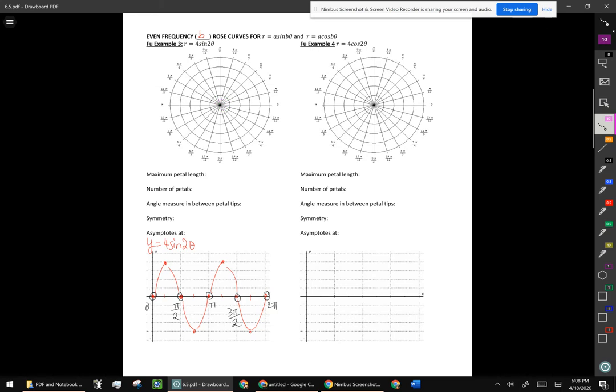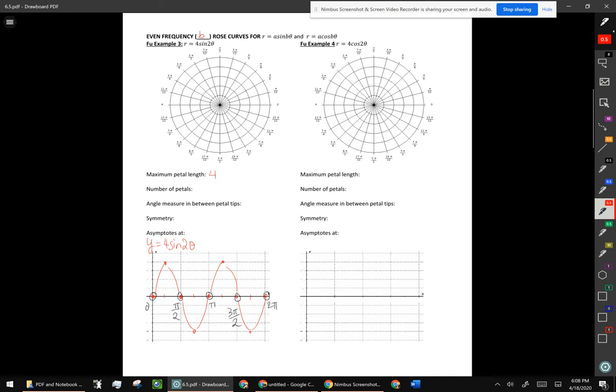So here we go. From 0 to 2 pi, I start at 0, I'm at the pole, and I go away from the pole to 4 units away and back to the pole. So that's 4 units away and back to the pole. Now, to help me draw, we're going to fill in some of these characteristics. So maximum petal length. Now, 4 sine 2 theta, the maximum value of it is 4, so that's 4.